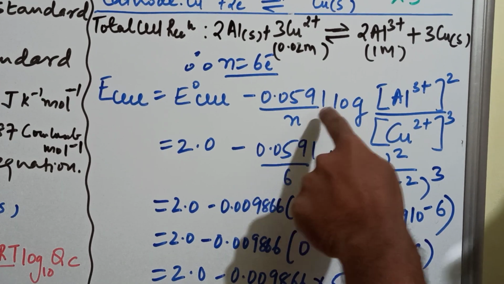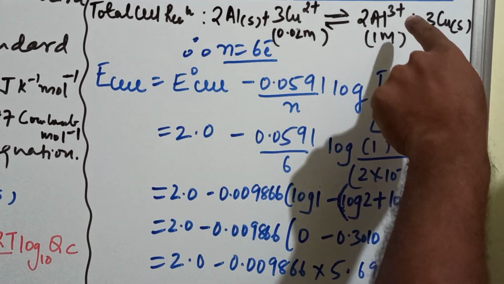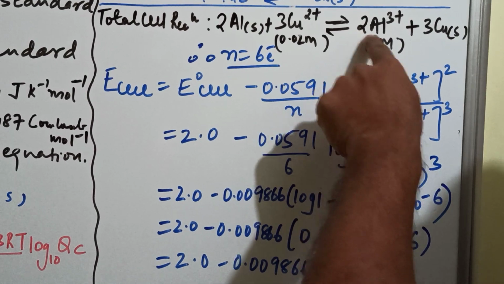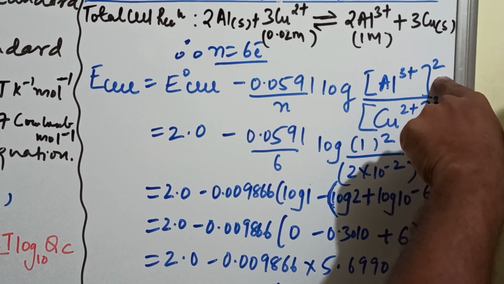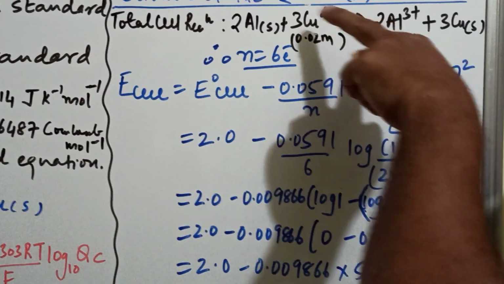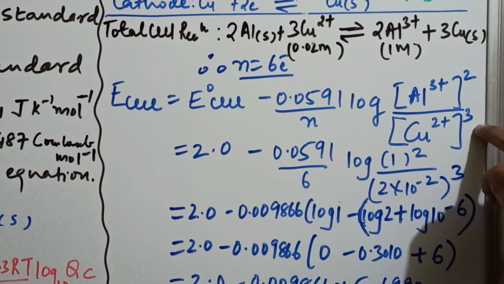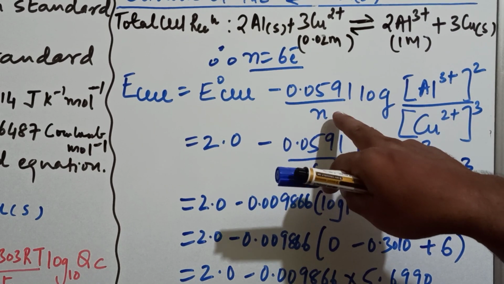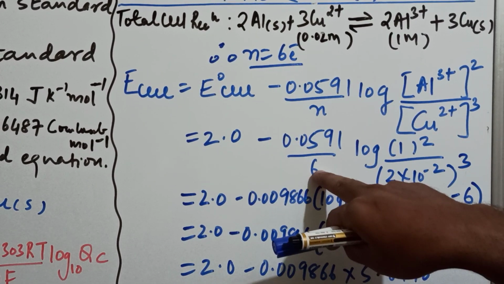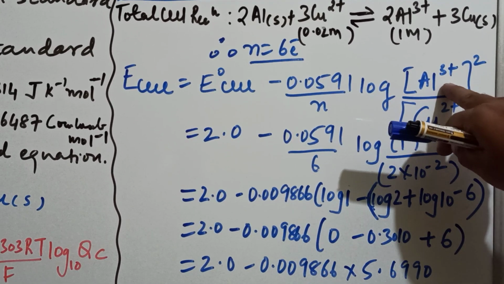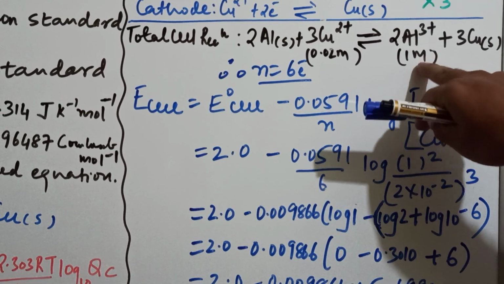0.0591 divided by n log of product side Al3+. This is a coefficient that will come to the power of Al3+. Here Cu2+, 3 is the stoichiometric coefficient that will come to the power of Cu2+ ion. Now value of n is already decided, 6. So we substitute the value of n as 6, log of Al3+ ion. What is the concentration? 1 molar.